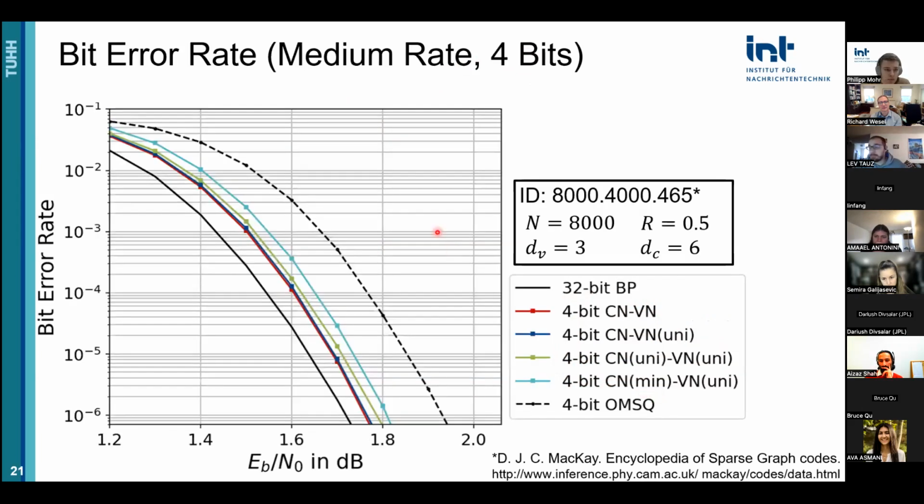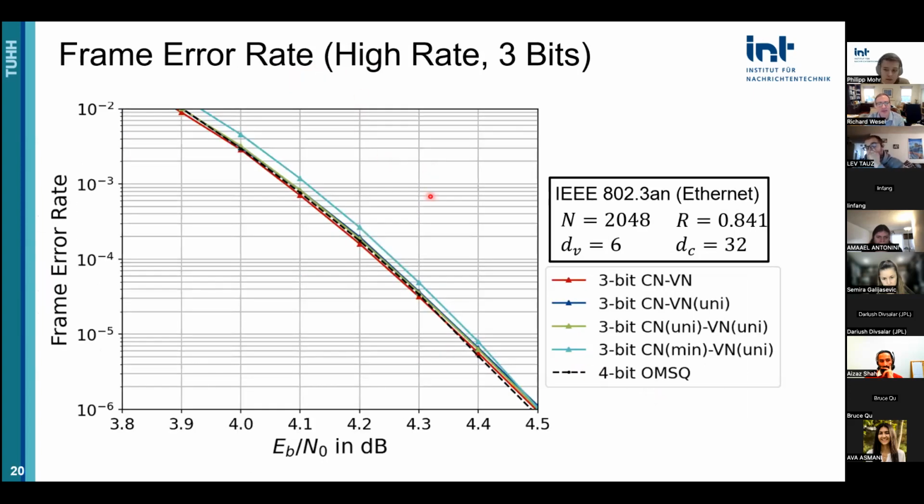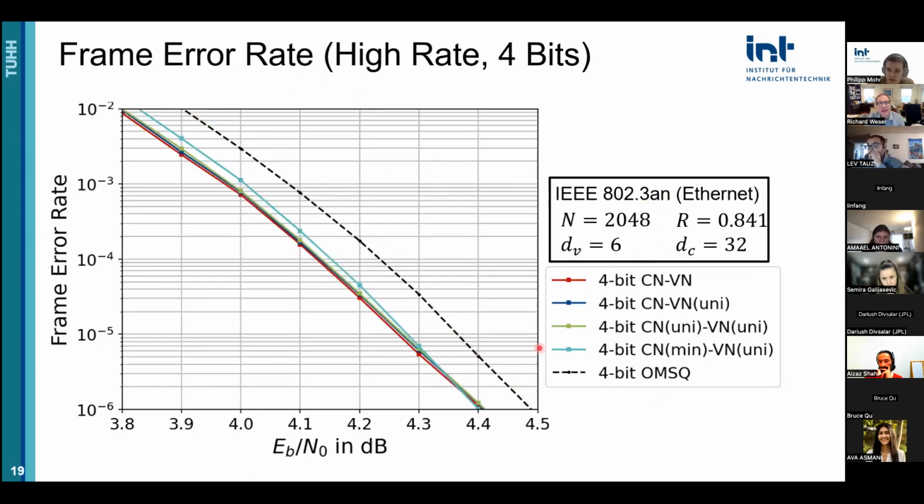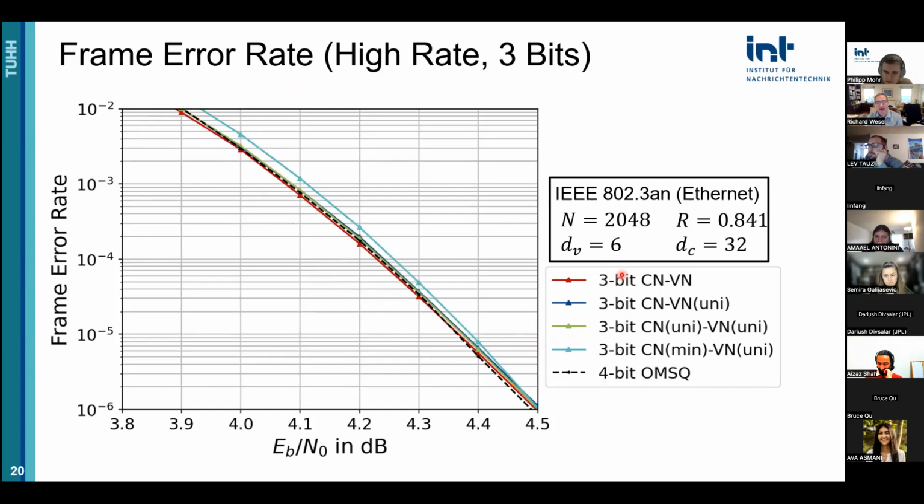Wait, I'm sorry, I missed something. Can you go back 2 slides? Yeah, this one, of course. Okay, so it looks to me like you're doing better than the 4. Oh, I see. With 4-bit, you're beating offset min-sum, and you go down to 3 bits, now you're about the same as offset min-sum, but you're only using 3 bits. Yes. I see. Got it. Yeah, right.